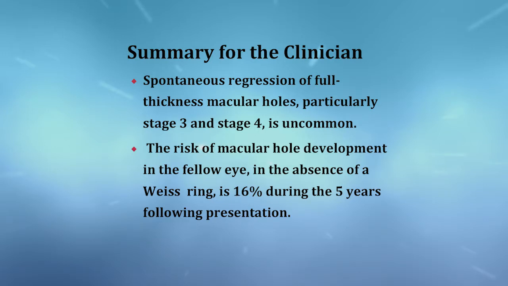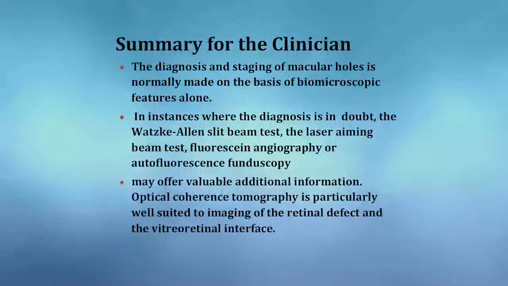But of course, if the hole is stage 3 or 4, it's very, very hard to stop the process spontaneously. The risk for macular hole development in the fellow eye, in the absence of a Weiss ring, is 12 to 16% during the 5 years following the presentation of the first.